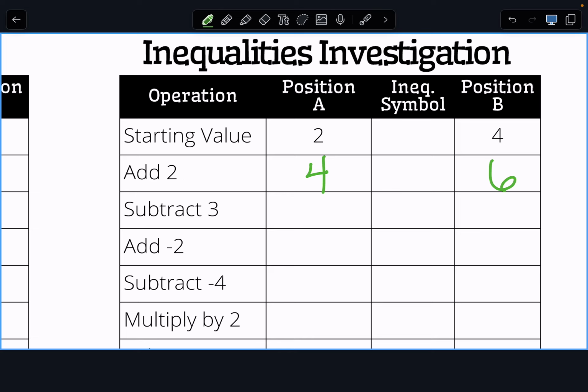Okay, now I would like to subtract 3 from these numbers. So if I take 4 minus 3, what is that? 1. Okay. What is 6 minus 3? 3. Okay, Omari. Sorry.